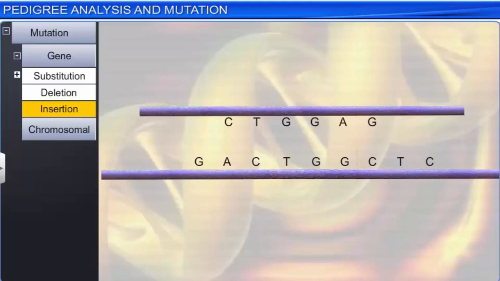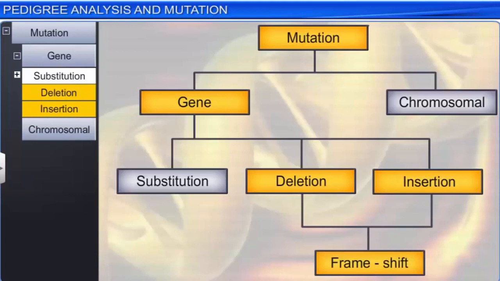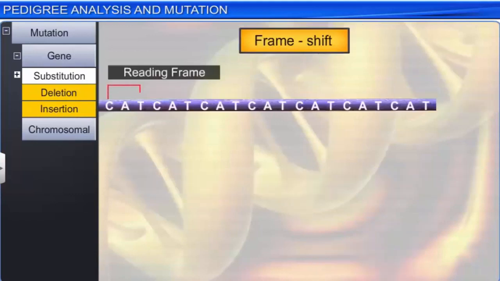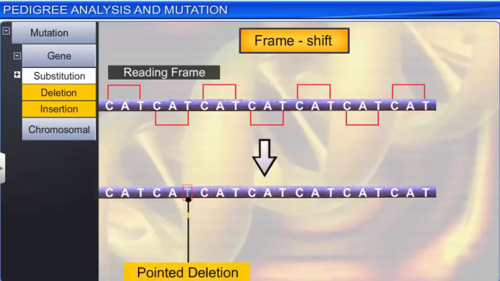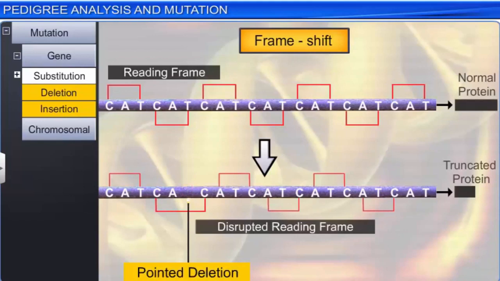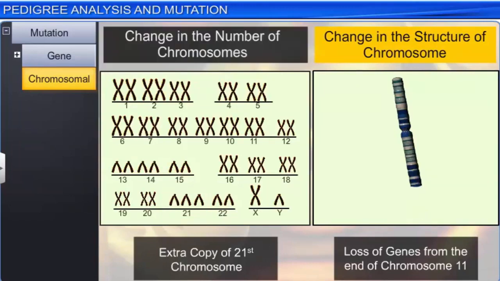However, when deletions and insertions of several base pairs of DNA occur, it results in a frame shift mutation. For example, Tay-Sachs disease, which causes mental and physical disabilities, is due to frame shift mutation. Unlike gene mutation, chromosomal mutations occur when the number of chromosomes changes or when there is a change in the structure of a chromosome.